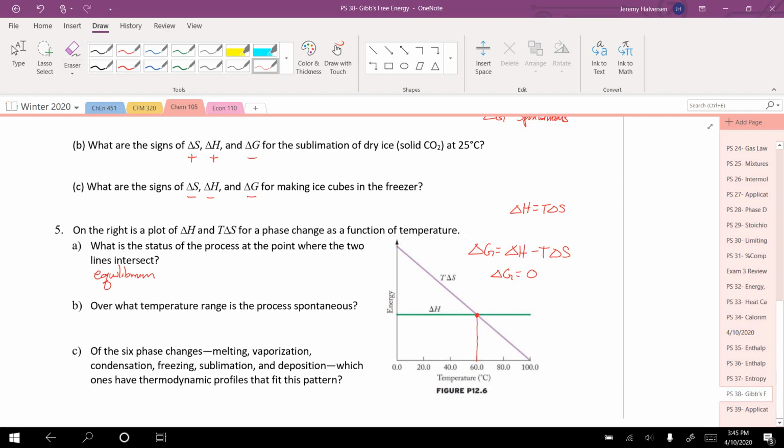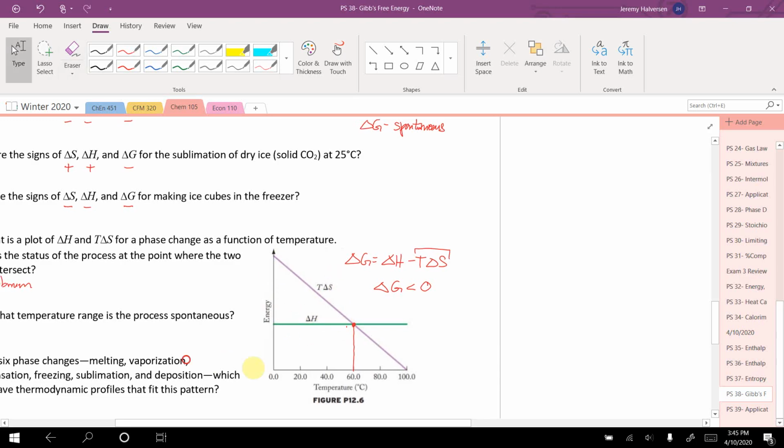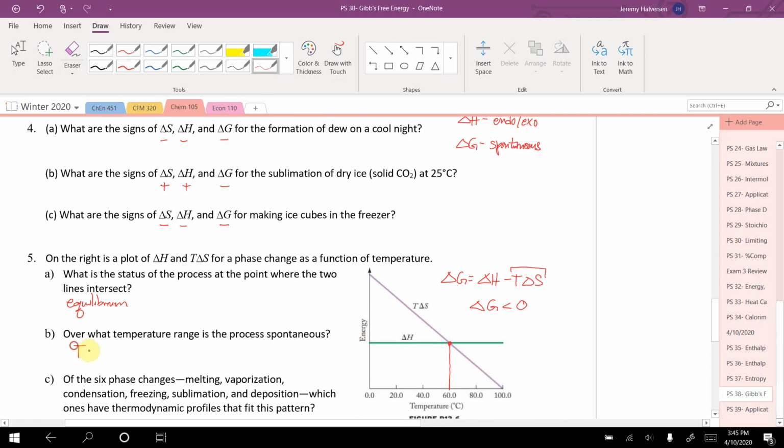Okay. Over what temperature range is this process spontaneous? So over what temperature range is delta G less than 0? Well, delta G is less than 0 if T delta S is bigger than delta H, because we're subtracting T delta S from delta H. So over here, I guess I could do this. This range, right? T delta S is above delta H. So in this range of temperature being less than 60 degrees Celsius must be spontaneous, because T delta S is bigger than delta H.